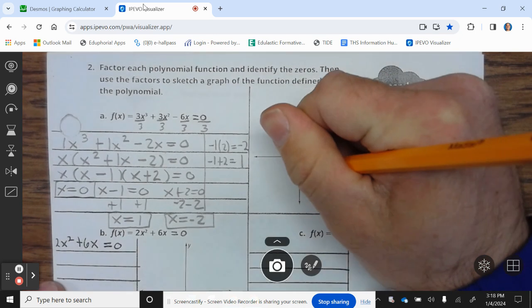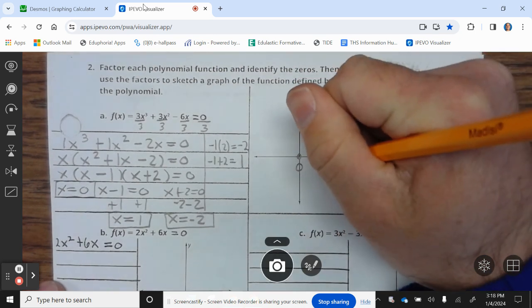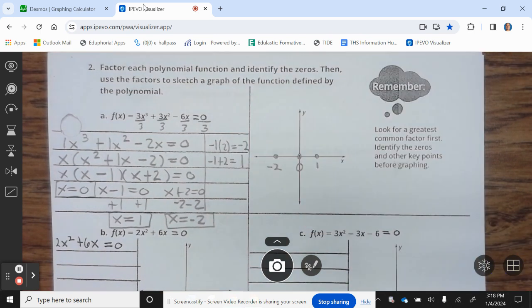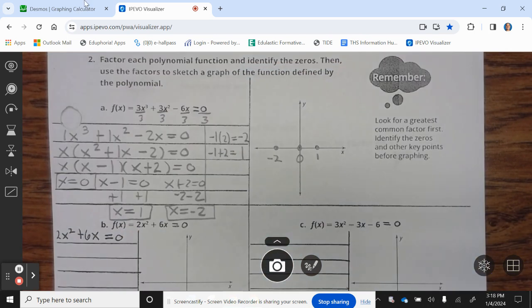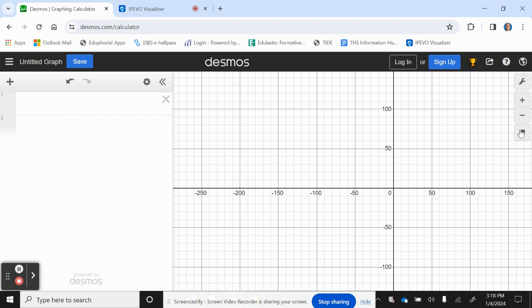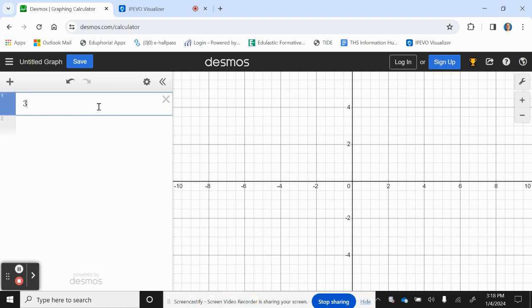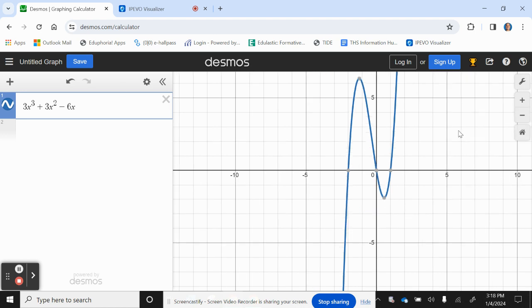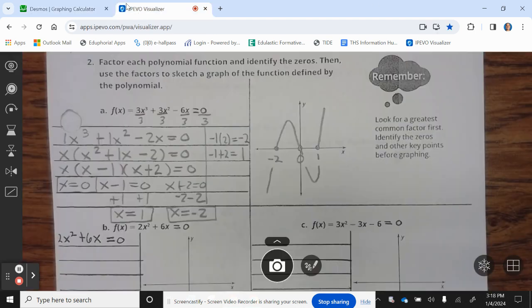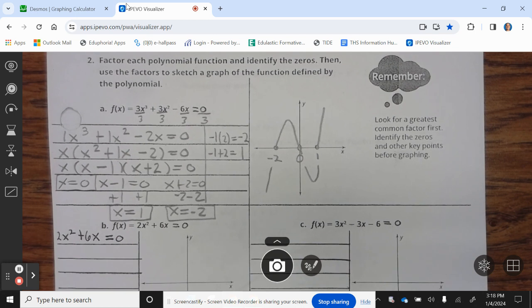So we have 0, 1, negative 2. And let's get your graph. We're going to graph that in Desmos. So 3x cubed plus 3x squared minus 6x. So we can zoom out and we can see our curve there. All right. Go ahead and finish that up.